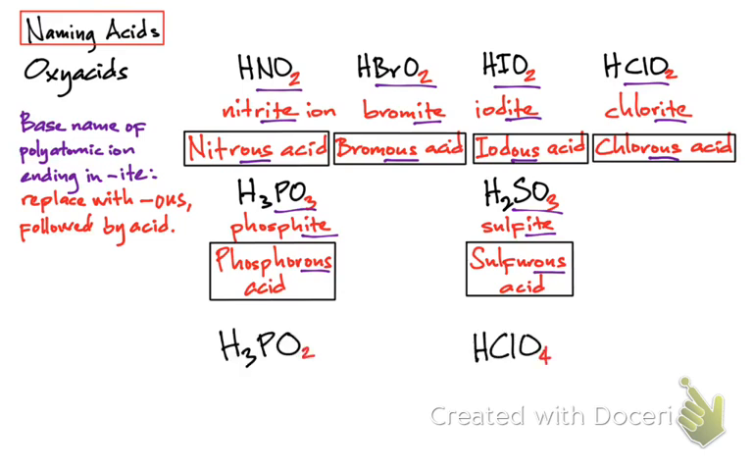All right, what about these two examples here at the bottom? We have H3PO2, which is again one less oxygen from PO3, and HClO4, which is one extra oxygen from ClO3, the chlorate ion. All right, so let's look at H3PO2. So PO2 is the hypophosphite ion, hypophosphite. All right, and so naming this acid would be hypophosphorous acid.